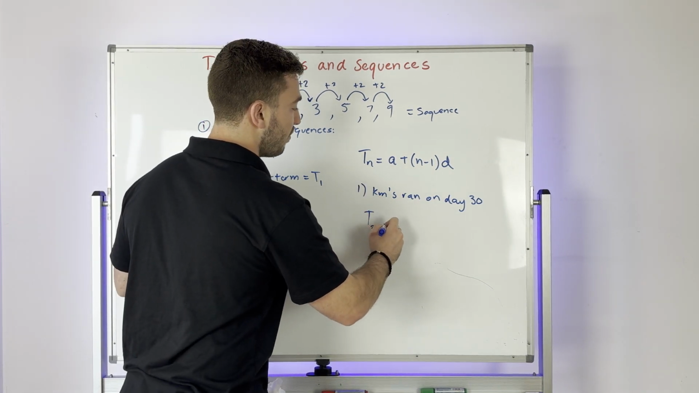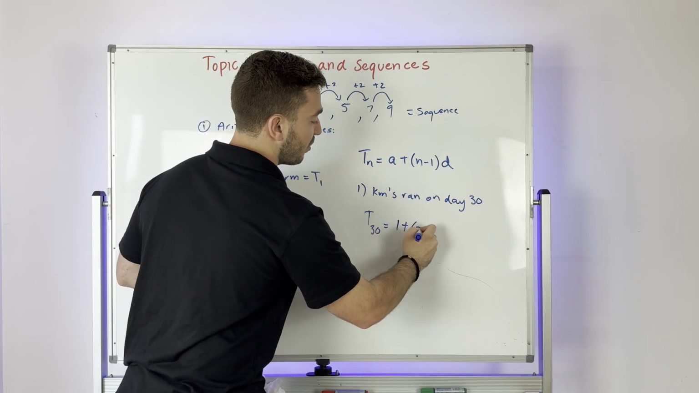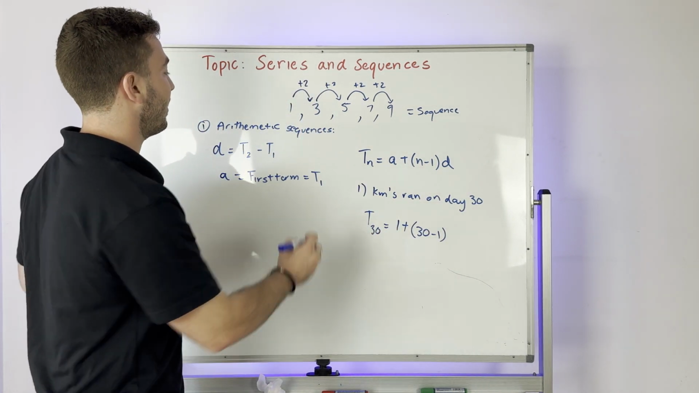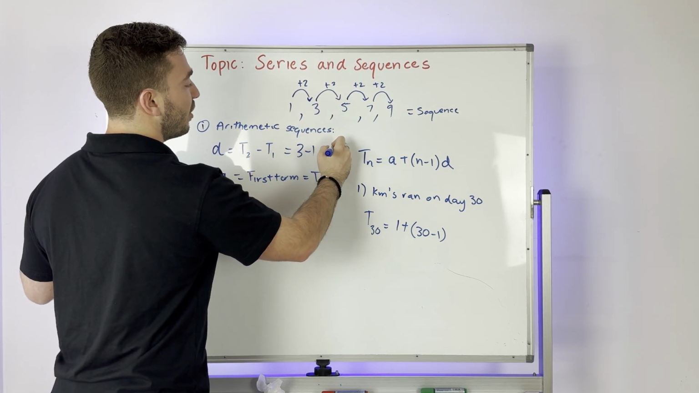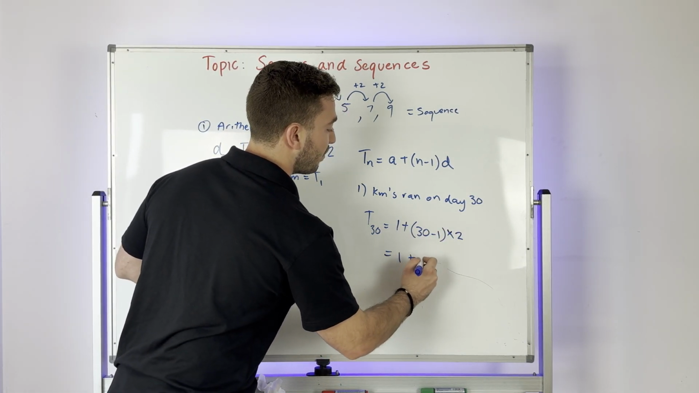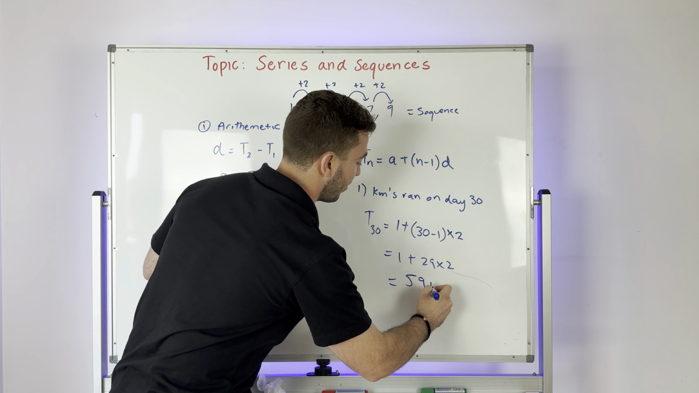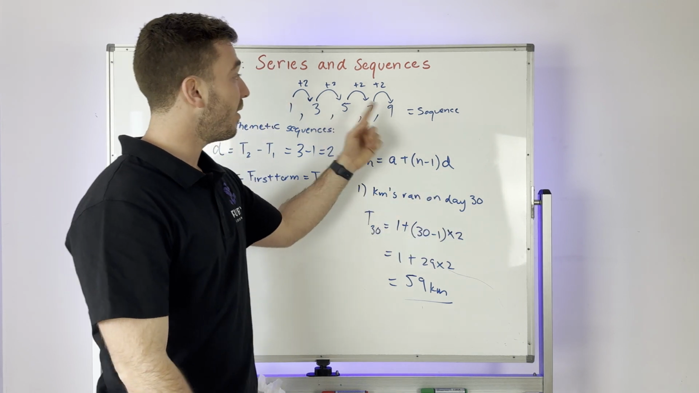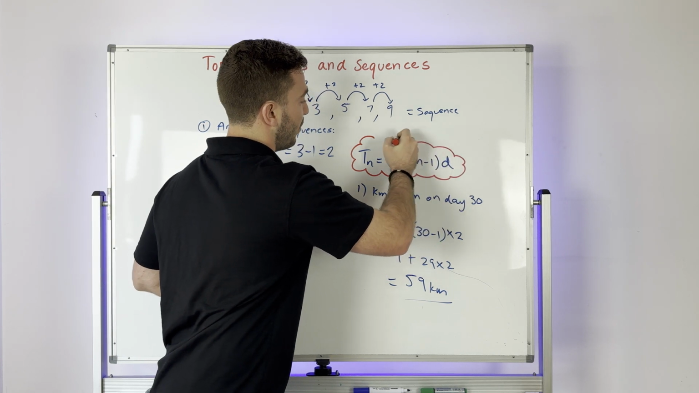The 30th term is going to equal my first term, a, which I know is 1, plus n minus 1, so 30 minus 1, multiplied by my common difference, which we haven't calculated here, but as we can see up here, it is the second term minus the first term, so 3 minus 1, which is equal to 2. So multiplied by 2. Simplifying this, it's 1 plus 29 multiplied by 2, which is just equal to 59 kilometers. That is the number of kilometers that we ran on the 30th day of this sequence. So this is a formula that you really need to take note of. So I'm going to put a nice bubble around it.